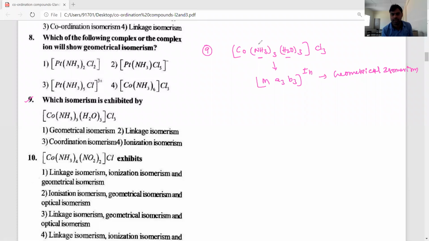This is neutral, and water is also a neutral ligand. So it does not show any ionization isomerism, and it does not show any hydrated ionization isomerism. But it shows hydrated isomerism.